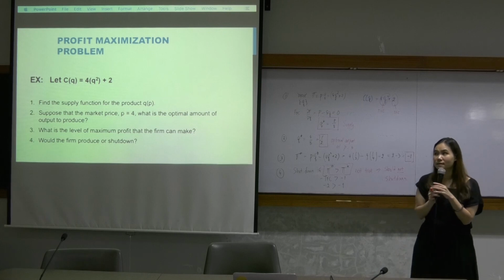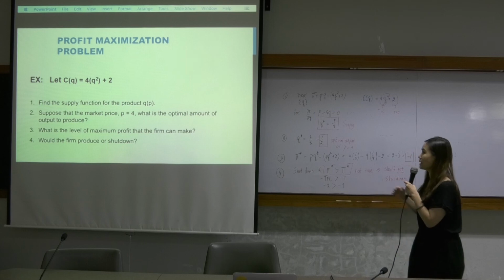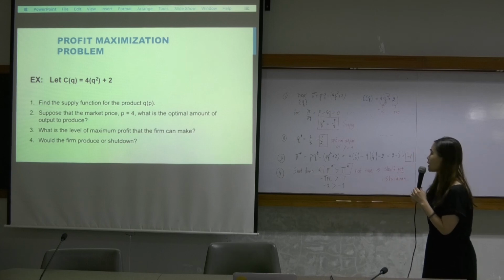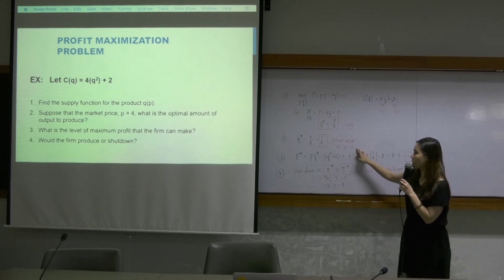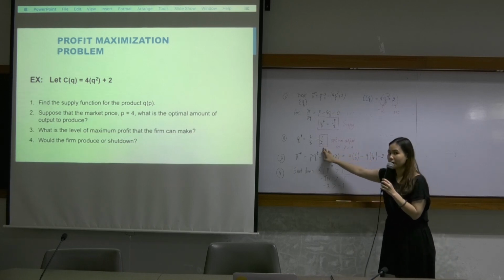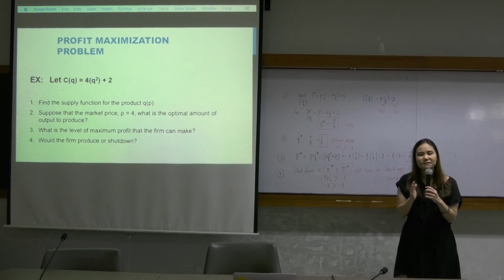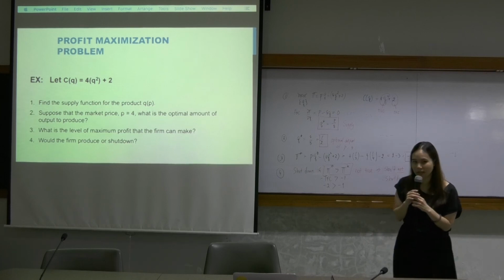So in other words, as a result of this analysis, you will see that when the price is 4, the firm should produce 1/2 unit of output and get a profit of -1. That is the best that the firm can do.